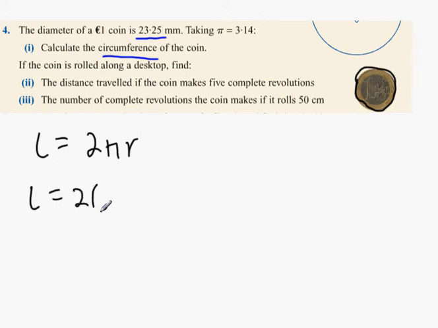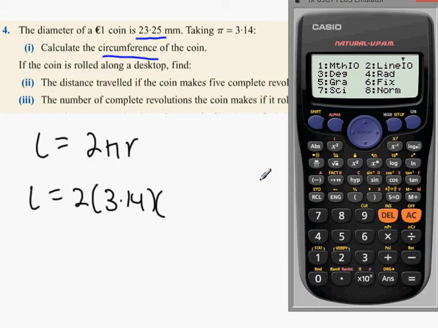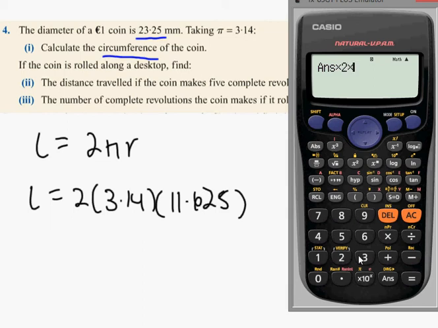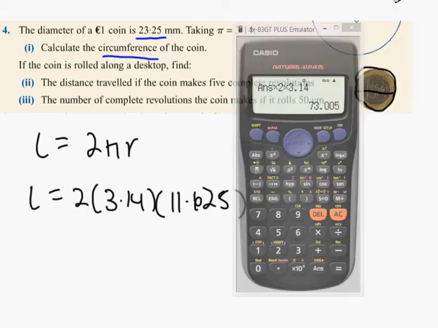What's pi in this question? 3.14. And what's the radius? 11.625. Now, it gives us the diameter, not the radius, so we have to divide the diameter by 2. So that's 11.625, that one there. Multiply that by 2 and 3.14, right? And what do you get? 73.005.